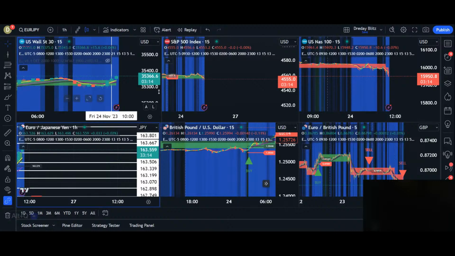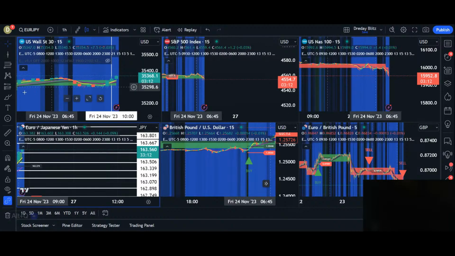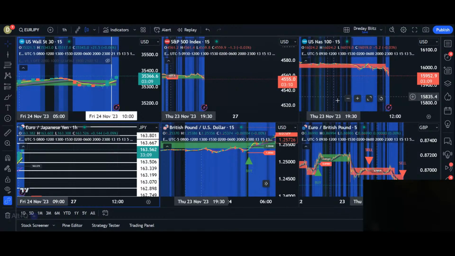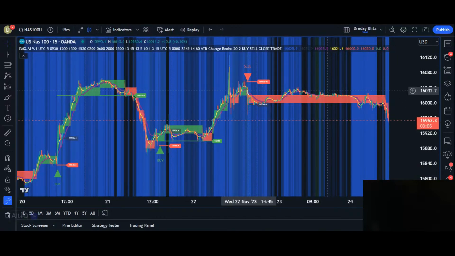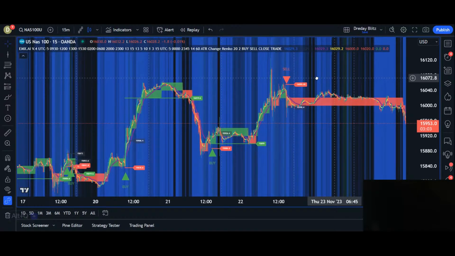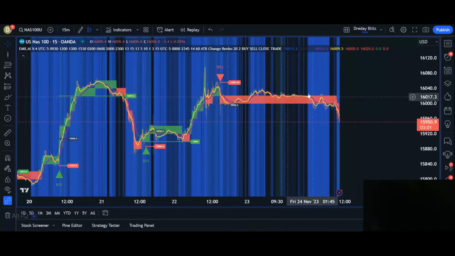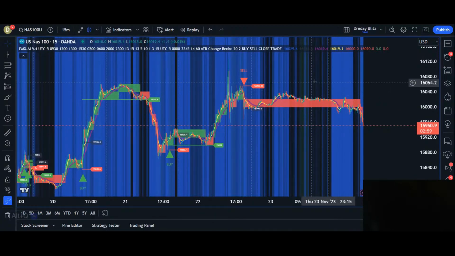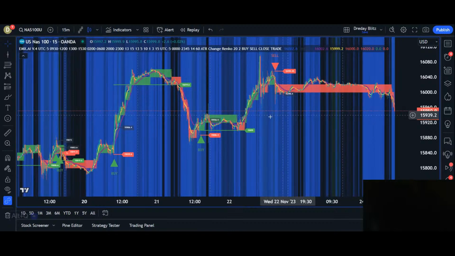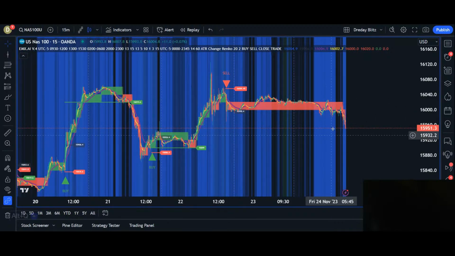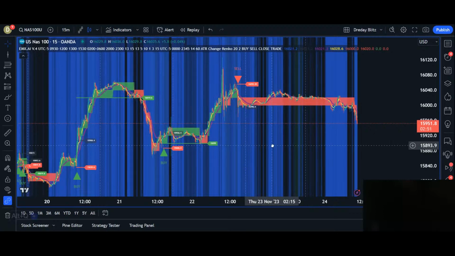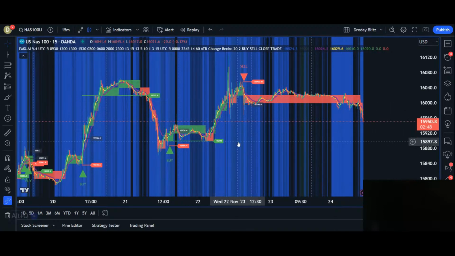So Nasdaq is starting to tank. So if you were in that sell, it will have a continuation here. So just plot your zones to see exactly where the price should expect to go next. But now it's tanking right now.